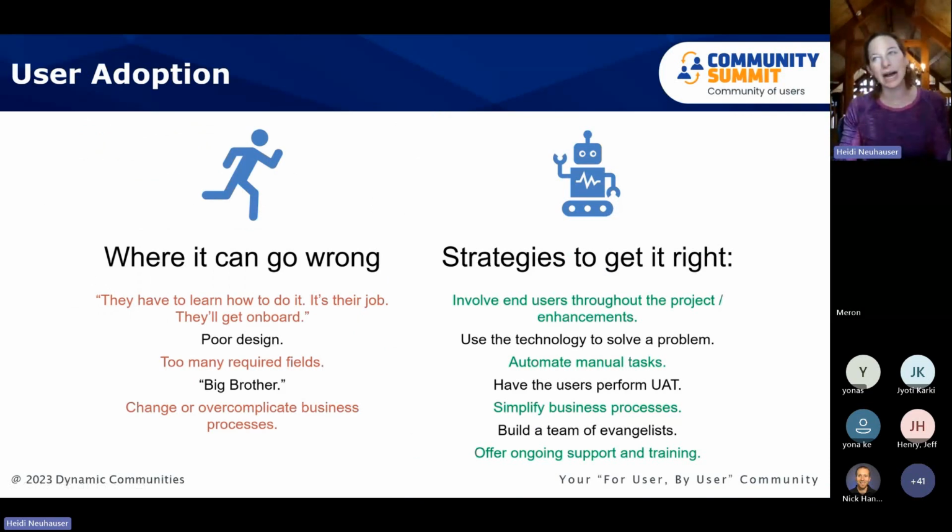When we think about user adoption, it can seem really difficult to quantify and to understand. What does that mean? What can I do to help people use it? Well, I have worked with a lot of organizations, both as a system administrator and as a partner to implement systems. So here are some examples where I think it can go wrong, on the left. The idea from management: they have to learn how to do it. It's their job. They will figure it out. They will get on board. I would argue that that is the wrong way to look at user adoption. But I'm guessing a lot of you have seen that. Hopefully not a lot of you have said that.